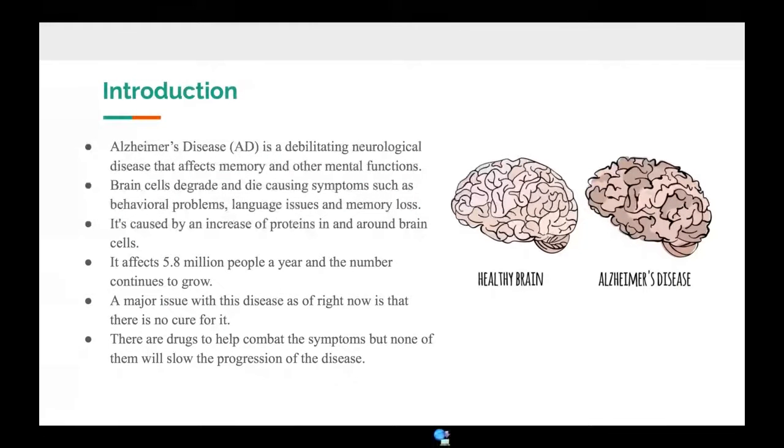Just a little background information on Alzheimer's disease: it's a debilitating neurological disease that affects memory and other mental functions. The brain cells basically degrade and die, causing symptoms such as behavioral problems, language issues, and memory loss. It's caused by an increase of proteins in and around the brain cells, which I thought was pretty interesting, actually, with the results we'll talk about later. It also affects a big portion of the population every year, and the number just keeps growing.